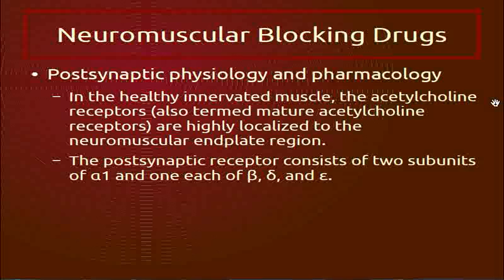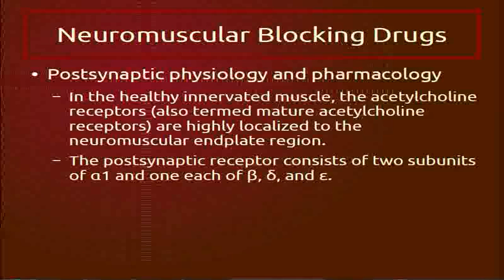Now, the presynaptic neuron is a nicotinic neuronal. It has 5 subunits. It's got a little bit of a different configuration than the muscle subunits, but they all have 5 subunits. Now, in general, you can say that the subunits are 2 alpha, a beta, a delta, and an epsilon. Okay?